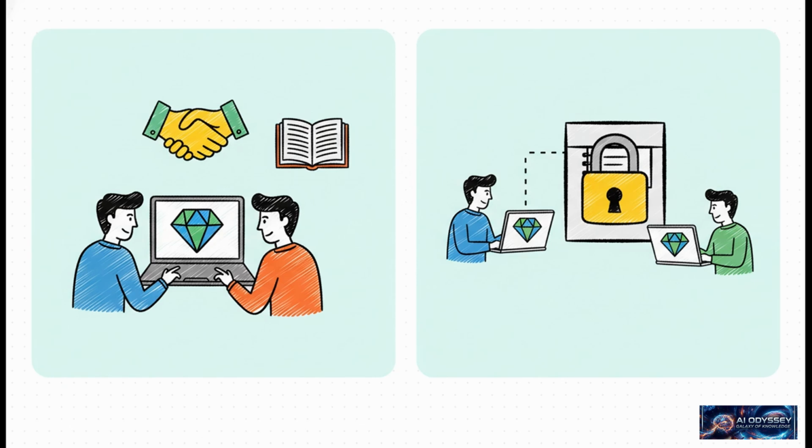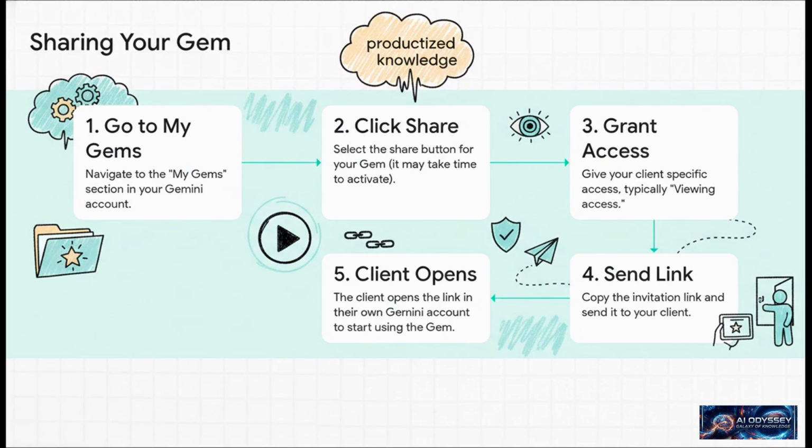Or you can go with a more proprietary approach and share a private link. This way, your source material, your core intellectual property, stays safe and sound on your account, while the client still gets full access to the tool. Sharing with a link is super straightforward. You just go to My Gems, hit the share button, grant viewing access, and then send them the link. As soon as they open it in their own Gemini account, they're good to go. It really is that simple.